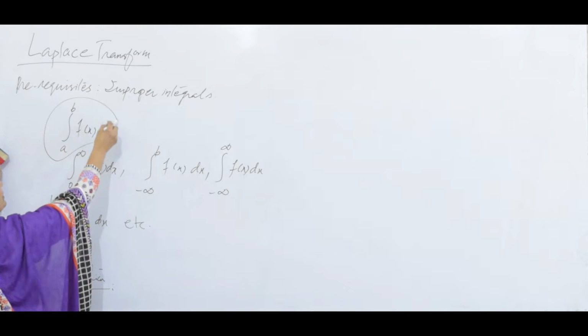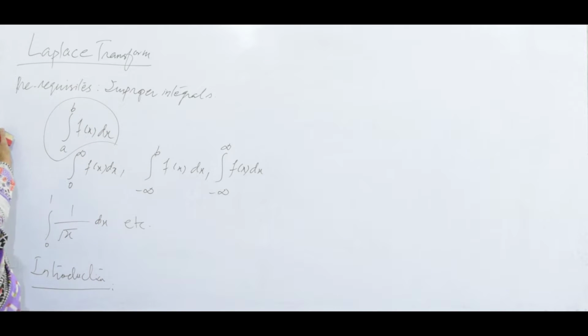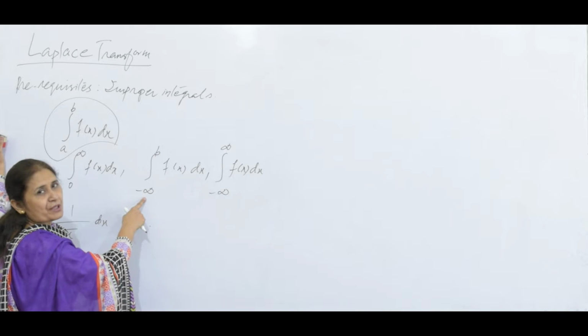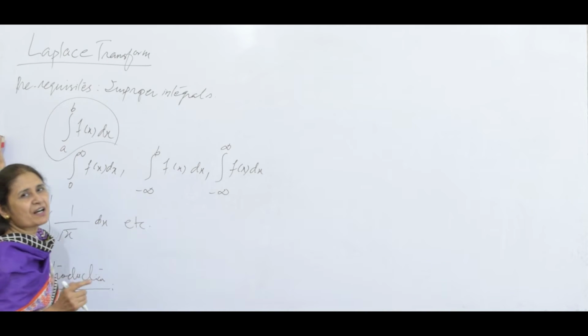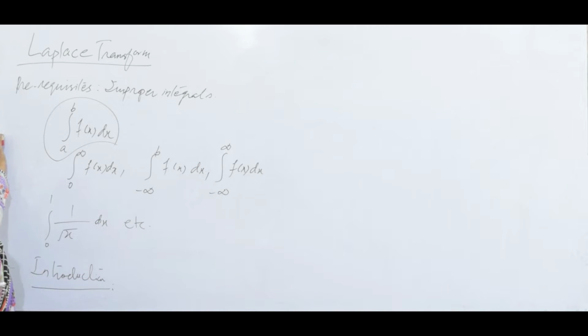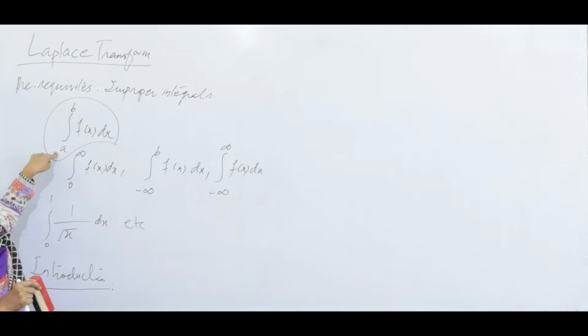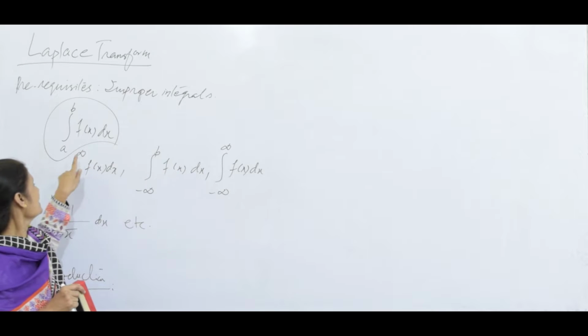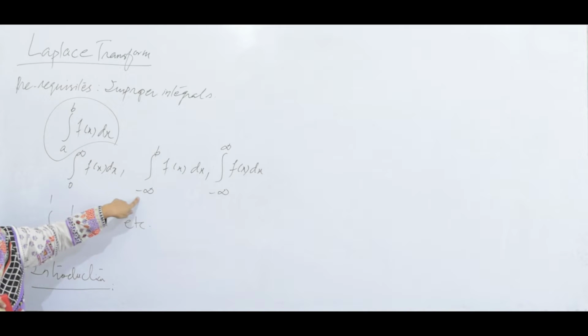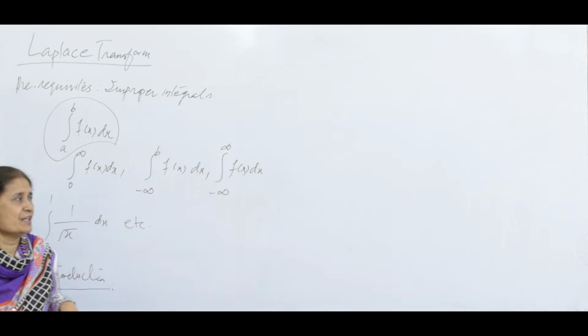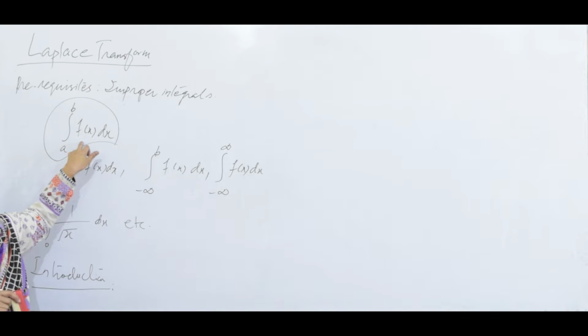The integral of the function f of x dx from a to b is said to be improper when either the upper limit or the lower limit or both of the limits are infinite. If either the lower limit or the upper limit is infinite, or both of the limits are infinite, the integral is said to be an improper integral.